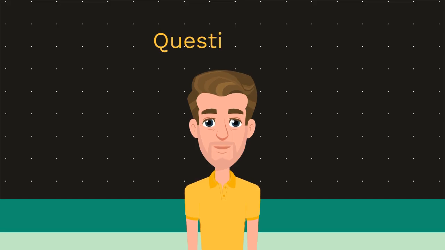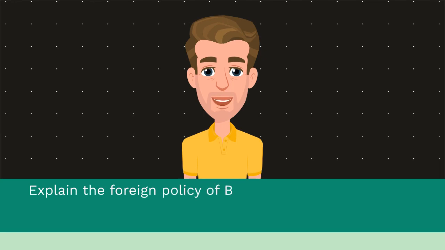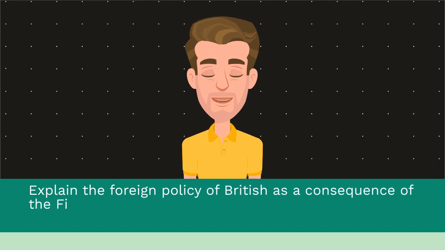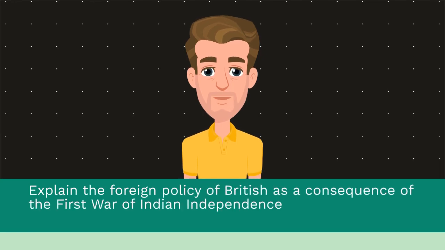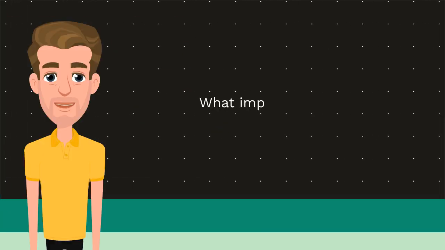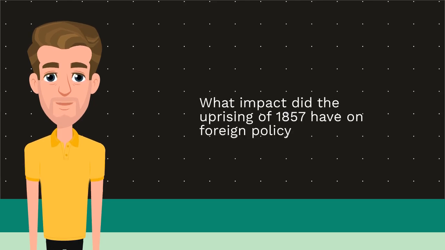Question 52. Explain the foreign policy of the British as a consequence of the First War of Indian Independence on the East India Company. 2 marks. Or, what impact did the uprising of 1857 have on the foreign policy of the British? 2 marks.